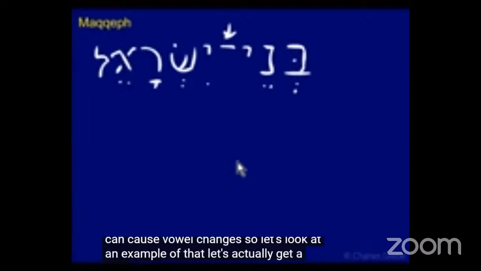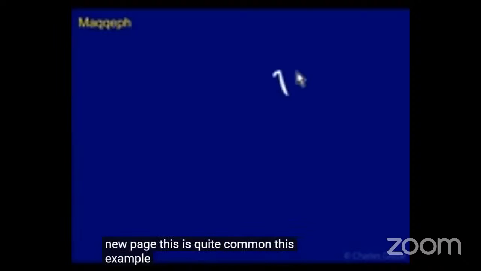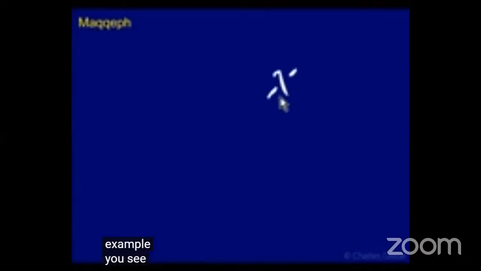Let's actually get a new page. This is quite common. This example, you see a word like this, koli, 2 words.